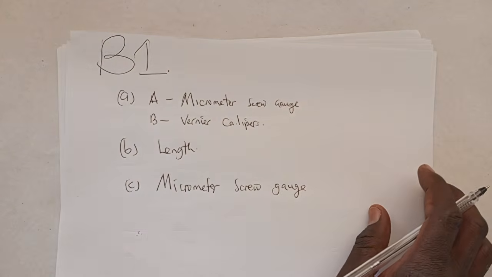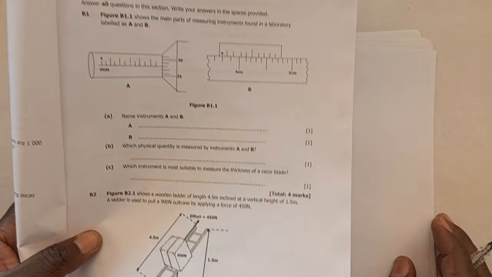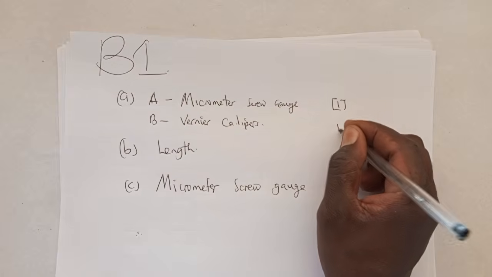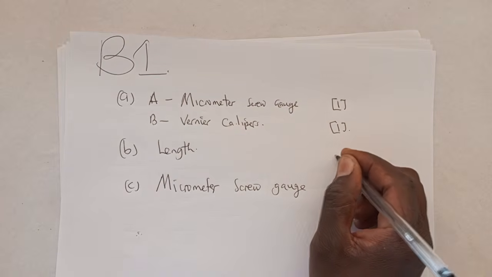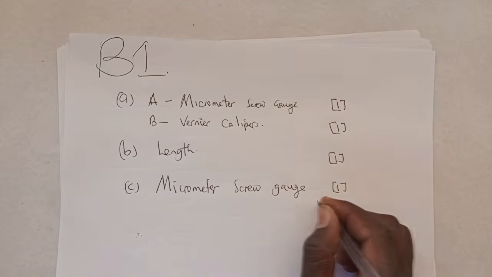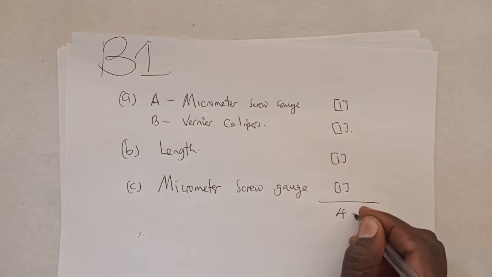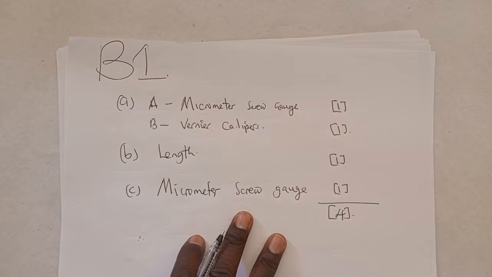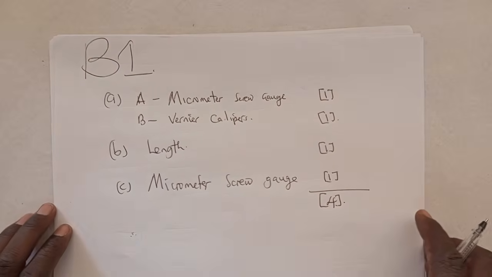So this is where the question ends, and you'll be given a mark for this, a mark for this, a mark here and a mark here, which all results to 4 marks, and that's the mark allocation. It's important to pay attention to that.